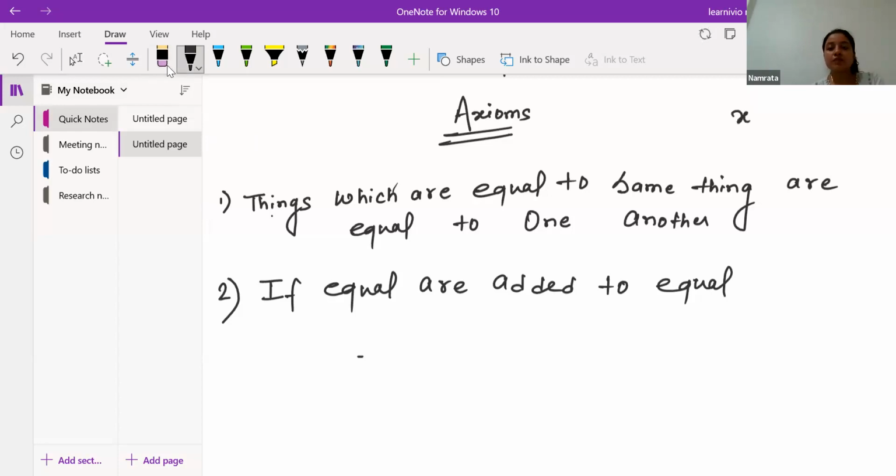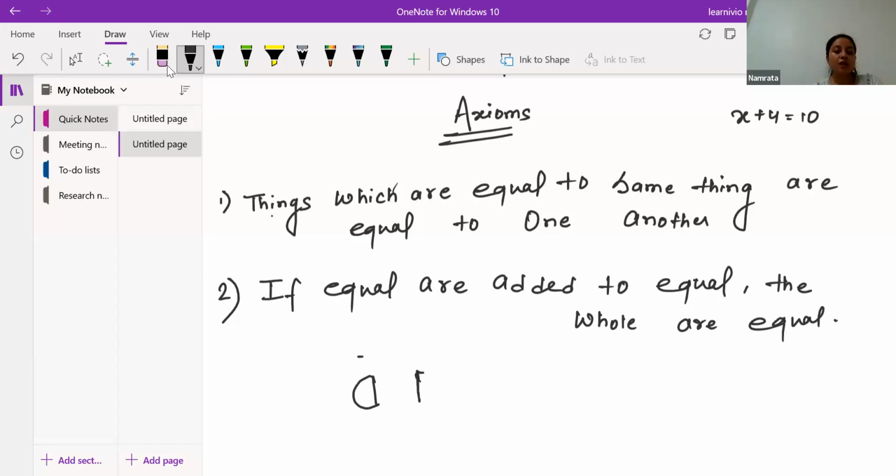The question was x plus 4 is equal to 10. Now the second axiom says, if equals are added to equals, the wholes are equal. The meaning of this second axiom is, suppose you are having half of a pizza, I am having half of the pizza. Both are at an equal state. Half pizza yours, half pizza mine.